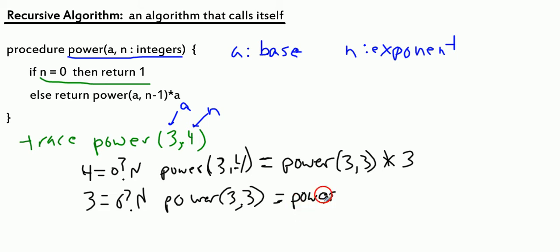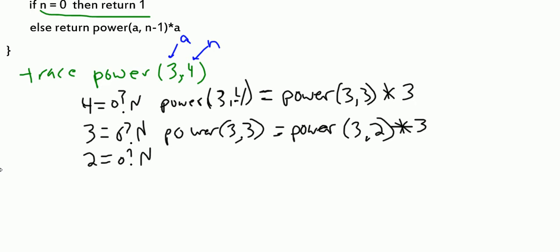Power 3 comma 2, reducing by 1, times 3. So now the n is 2. Is 2 equal to 0? I should pick the smaller exponent, but this will help give you some good experience to see it traced a little bit longer as long as my pen holds up here. Power 3 comma 2. Every time you haven't reached the end, you have to do this one more time.